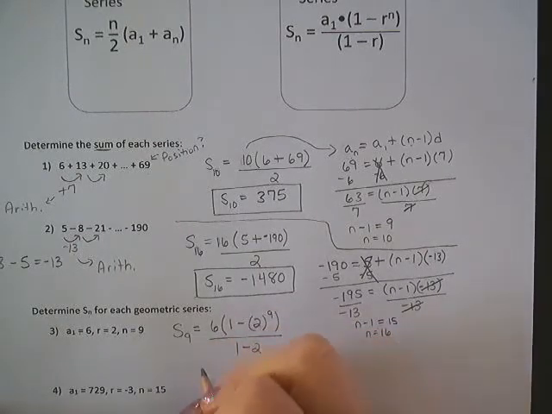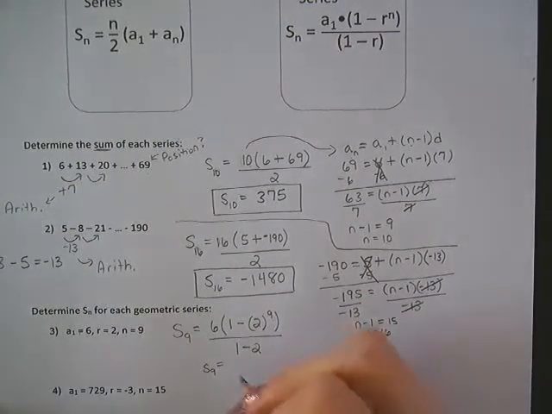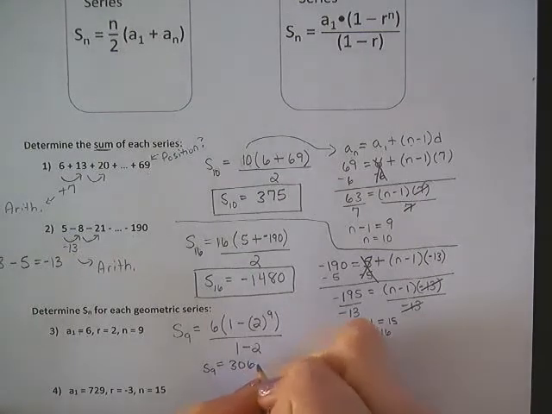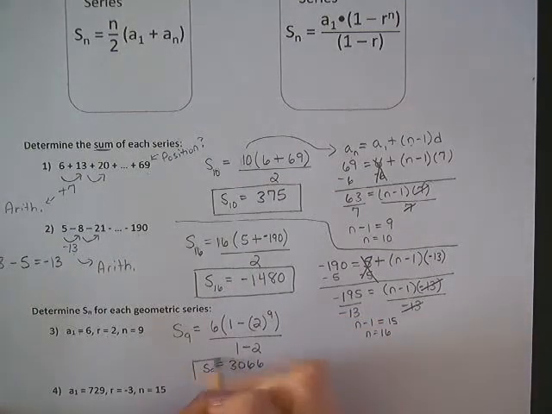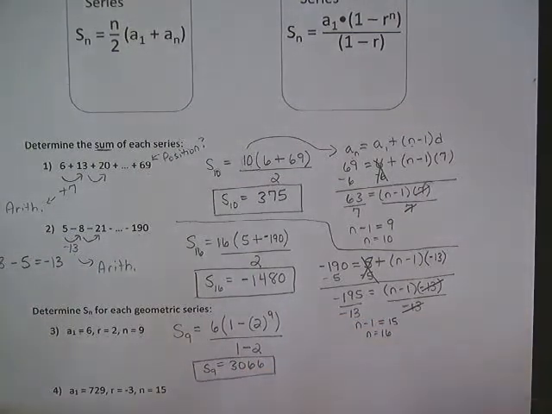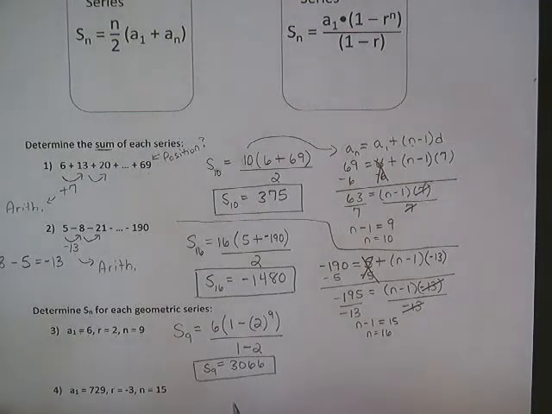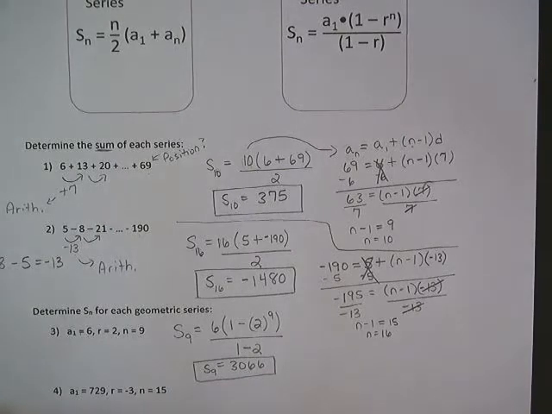So we have all our information. So all we have to do is type that in. And then when we type it in, we get 3066. So if I actually wrote this out, the first 9 terms of this sequence, which you could, and I added them up, I would get 3066.